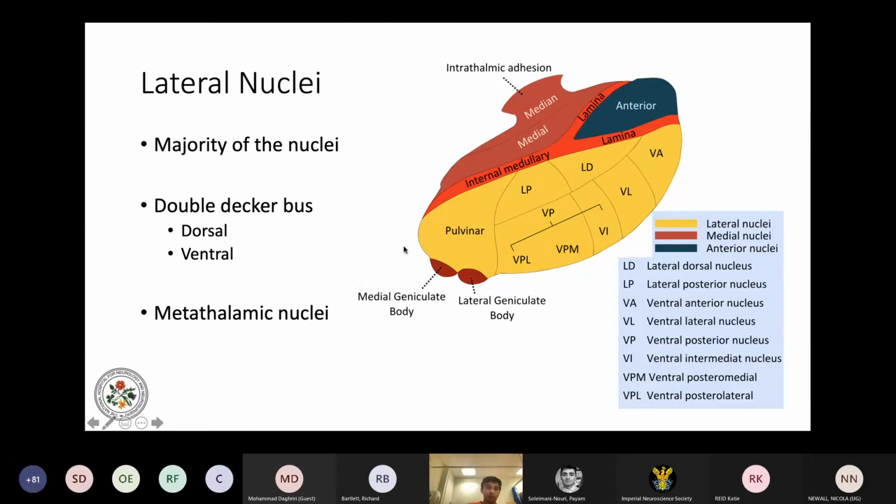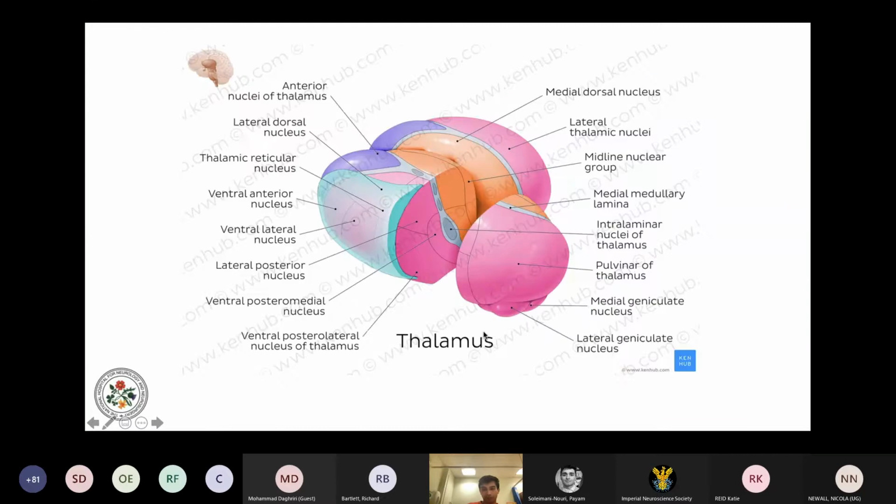And then you could argue whether these two are part of the lateral or they're their own group, the metathalamic nuclei, the medial geniculate body and the lateral geniculate body. Okay, this is now a different slice, again, to illustrate the double-decker analogy. So as we can see here, this is the one down at the bottom, the ventral aspect of the lateral nuclei, and this is the dorsal aspect.